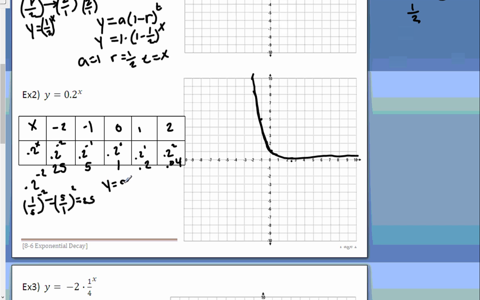y equals a times (1 minus r) to the t. So this is y equals, what's in front of this? A 1. So 1 times 1 minus something. 1 minus something makes 0.2. Well, how about 0.8? Yeah? 1 minus 0.8 makes 0.2, right? So here we go. a is 1, r is 0.8, and t is x. Okay?